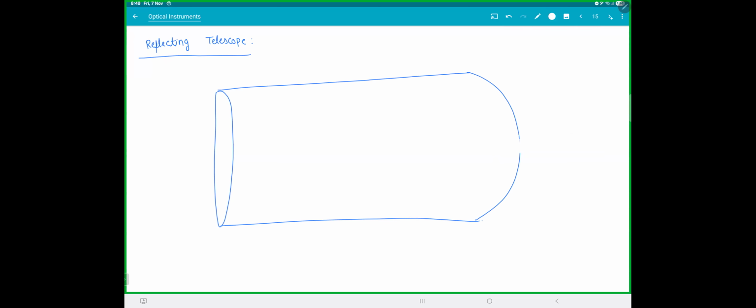Now, when you take such a large mirror, what will happen? The rays will not be paraxial. So if you use spherical mirrors, you will get errors. So we use parabolic mirrors, because in case of a parabola, all parallel rays will always meet at the focus. Expensive, but it's worth it.